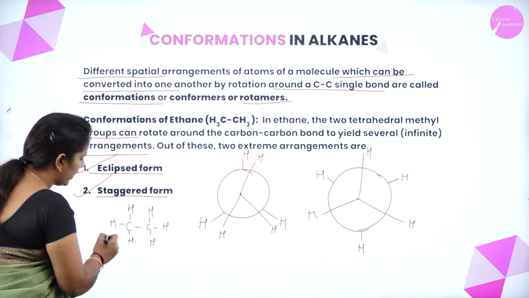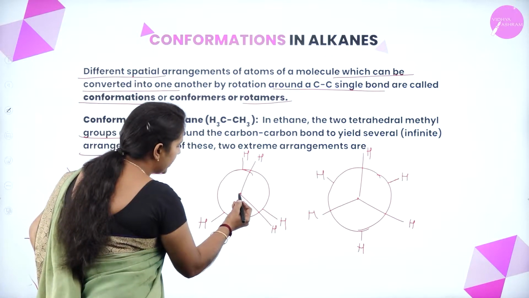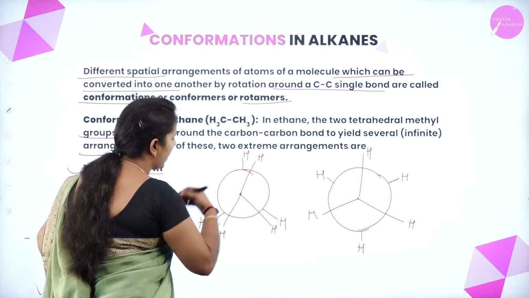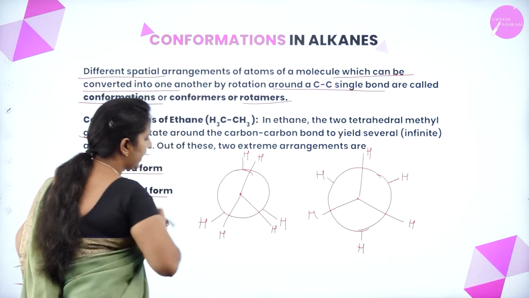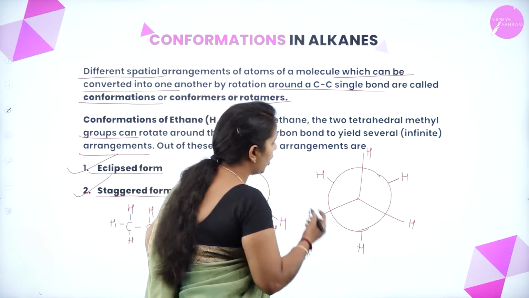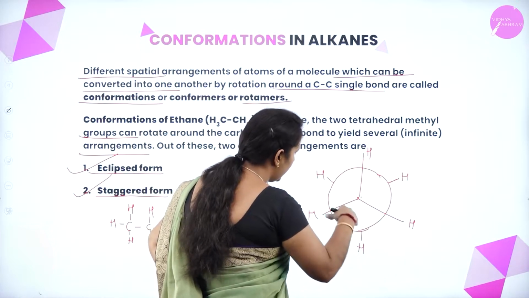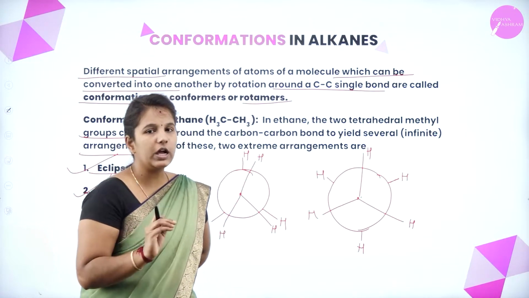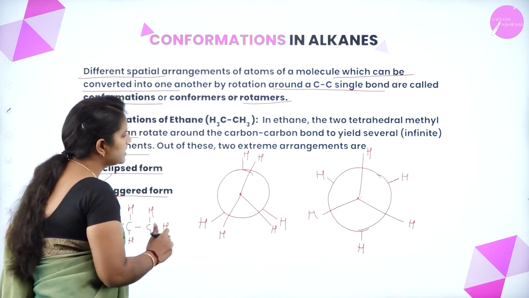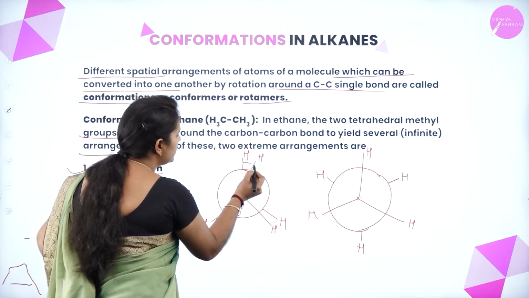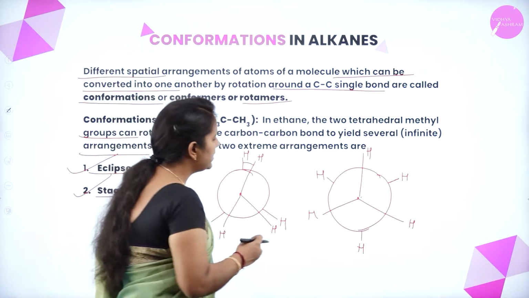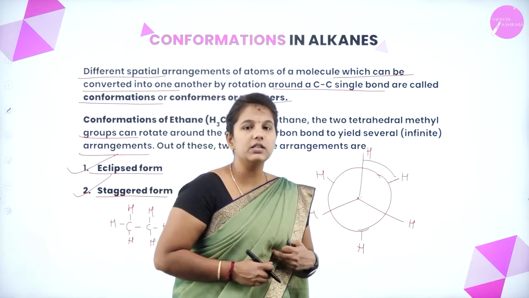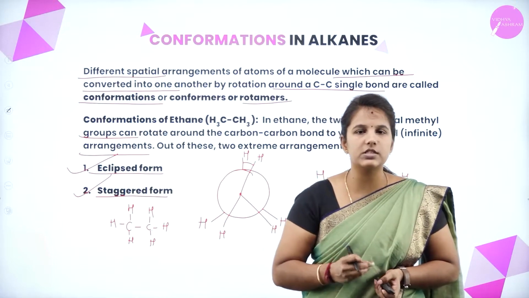So you can see that this is one carbon atom which has 3 hydrogen atoms, and there is one more carbon atom present behind this, and it is known as the eclipsed form. Whereas in the staggered form, this is one carbon atom which has 3 hydrogens, and behind this there is one more carbon atom which has 3 hydrogen atoms. If you compare the eclipsed form and the staggered form, you can see that in the eclipsed form, the hydrogen atoms are very close to each other, whereas in the staggered form, they are far away from each other. This is a basic thing that you must understand while studying the conformations in alkanes.